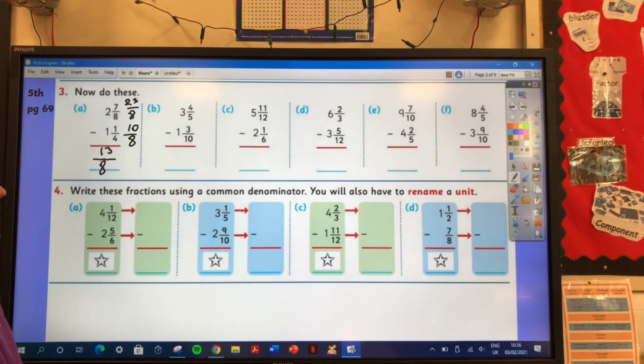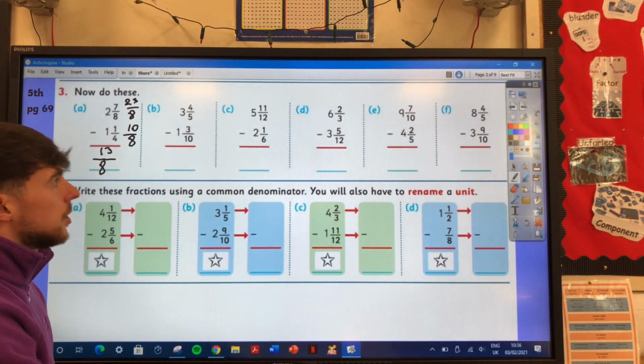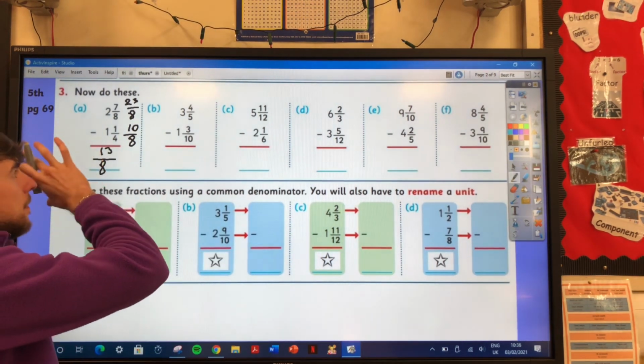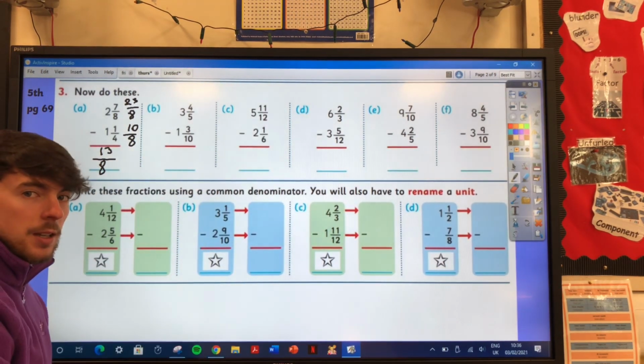Right? So you have to do this for this one and this one, right? So you have to try to put them into the same denominator and then take them away, alright? So you should be able to do this, right?